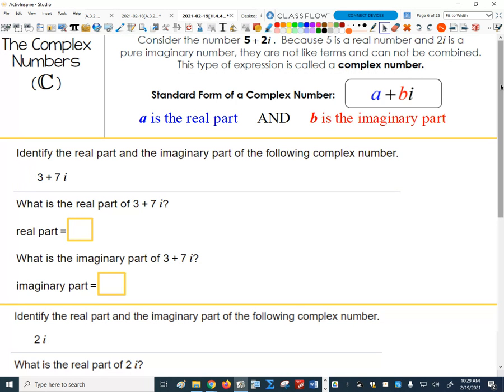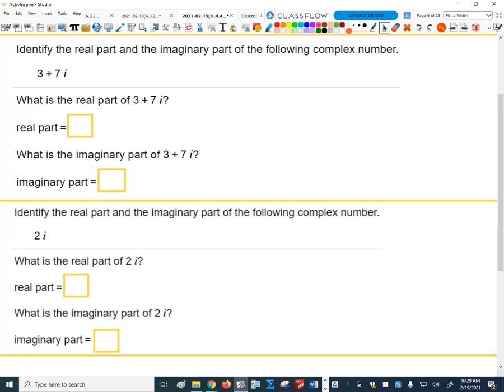Okay, so what about this example right here then? 3 plus 7i. Type in chat for me, what's the real part? Everybody type it in real quick. Let's make sure everybody, yeah, it's 3, isn't it? Good. Okay, so the real part is 3. What's the imaginary part? Type that in.